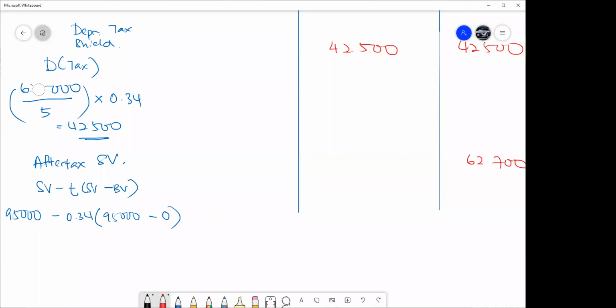$625,000, not $628,000. Yes, we count each year's depreciation. All right, the after-tax salvage value is only for the final year, because only in the final year can you sell it off.